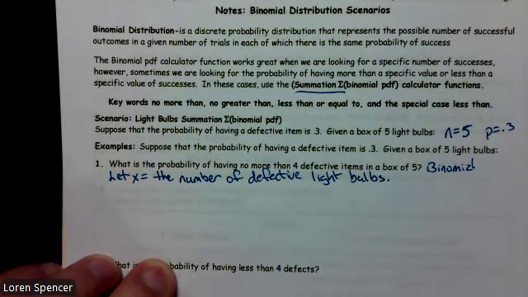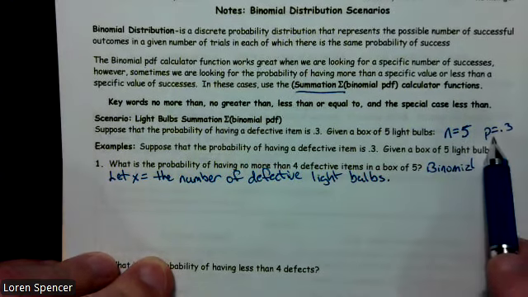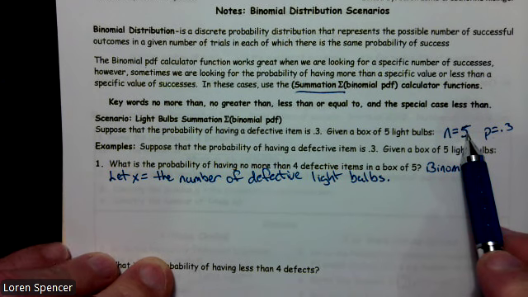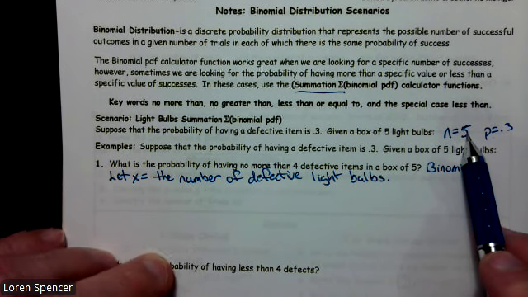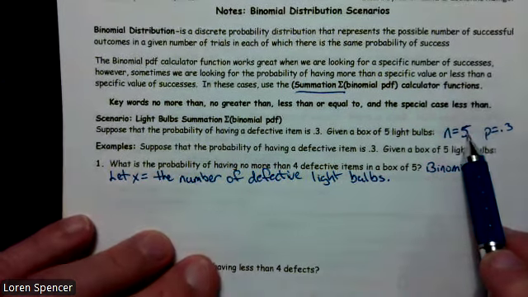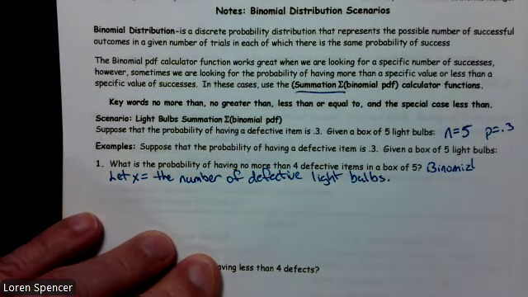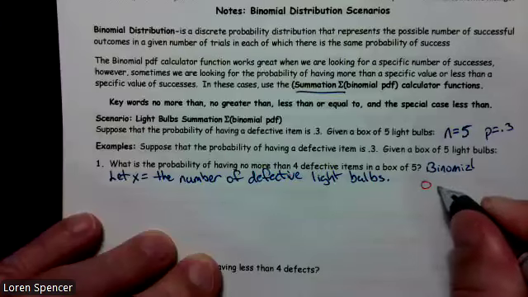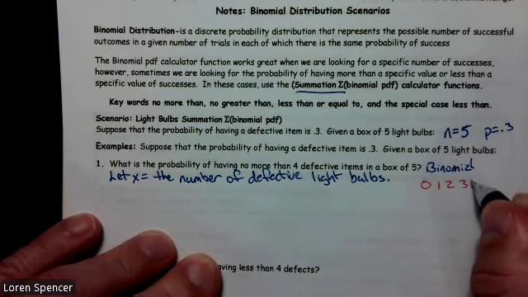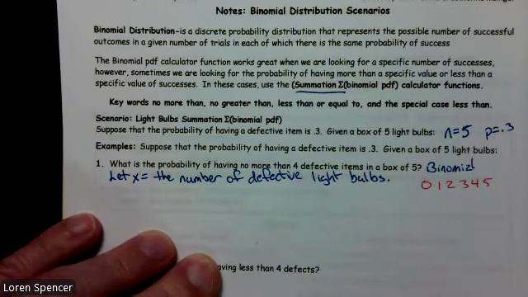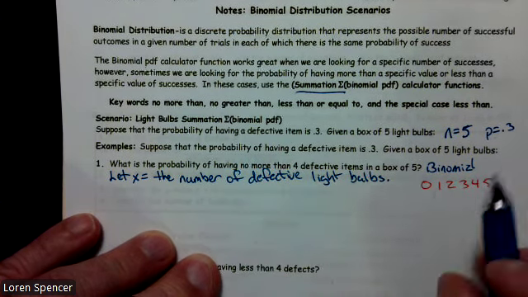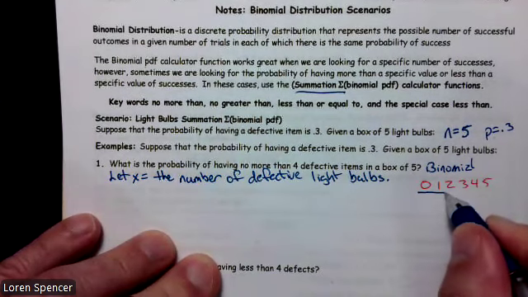The next thing the recipe says to do is identify the P, the probability. We said the probability is 0.3. We identified the number of trials, and that's N. The next thing we need to do is draw the graph or number line. Our number line in this case is once again 0, 1, 2, 3, 4, 5, exactly the same as before. And it asks, what's the probability of having no more than four defectives?